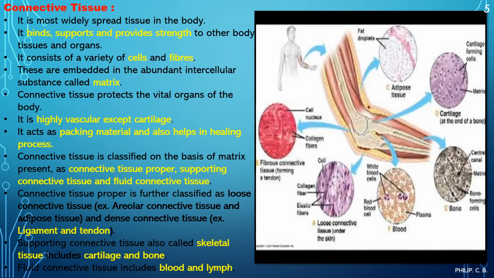Then fluid connective tissue, which includes blood and lymph. As I mentioned, the detailed study of blood and lymph we actually do in the chapter on circulation. Here we only mention the term fluid connective tissue, blood and lymph. Also you can see the image on the right, which I added over here. In the case of your arm, where fat droplets, adipose tissue, cartilage, blood, bone, loose connective tissue, you can see all the parts present in one single region.